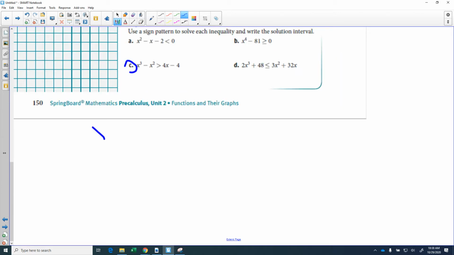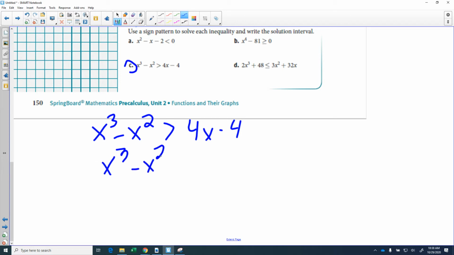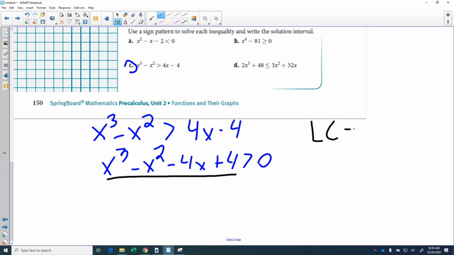Let's just say we were given this equation, x cubed minus x squared is greater than 4x minus 4. And we have to find the intervals in which this works. Well, in actuality, we want to simplify this to actually get to this point. X cubed minus x squared, subtract the 4x over and add the 4. So then I'm really given this equation here. So I want to know when this polynomial here is greater than zero. Well, to do this, I need to understand a couple of things. First off, my leading coefficient is positive.